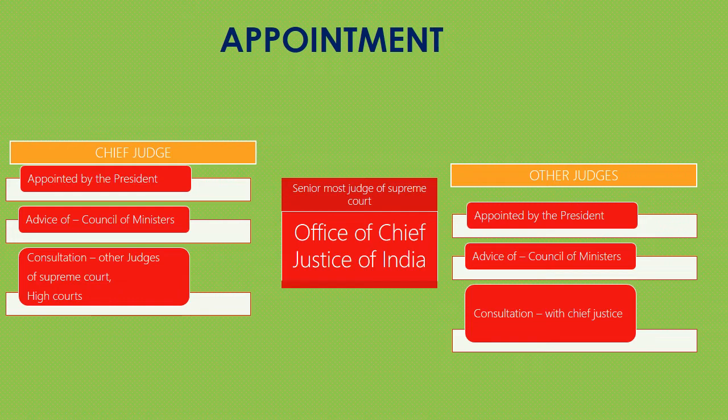Appointments. The Chief Justice is appointed by the President on the advice of the Council of Ministers and in consultation with the other judges of the Supreme Court and the High Courts. The senior-most judge of the Supreme Court is generally appointed to the office of the Chief Justice of India. The other judges are appointed by the President on the advice of the Council of Ministers and in consultation with the Chief Justice.